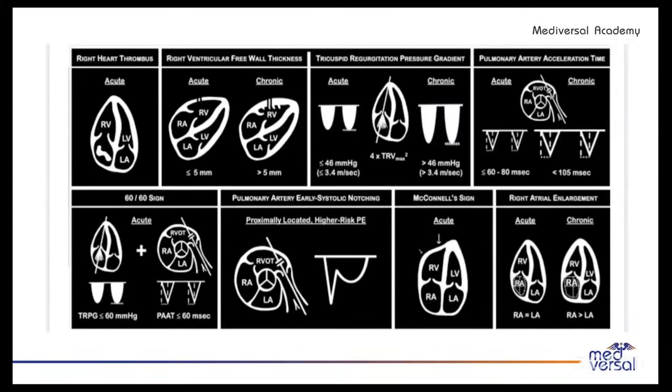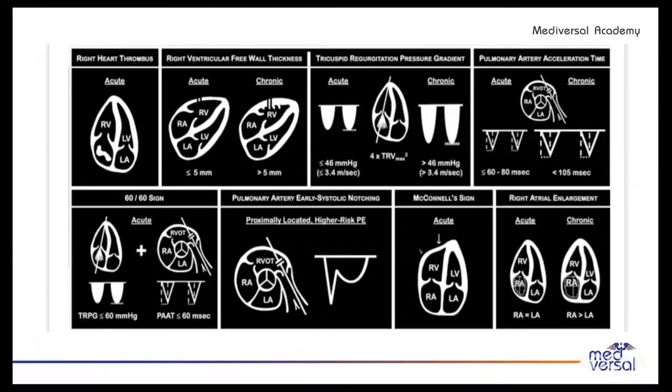And there are ways to differentiate acute pulmonary embolism from chronic pulmonary embolism. In acute pulmonary embolism, generally there is a right heart thrombus in the RA or RV. In chronic pulmonary thromboembolism, generally we will not see a thrombus. In acute thromboembolism, there is no RVH. In chronic thromboembolism, there is RVH, right ventricular hypertrophy.